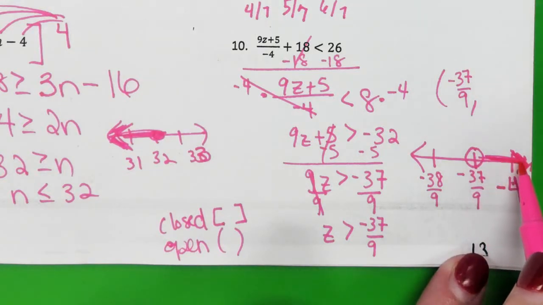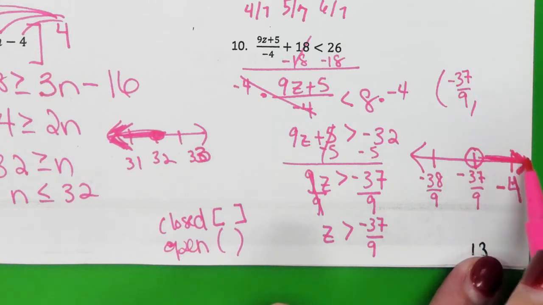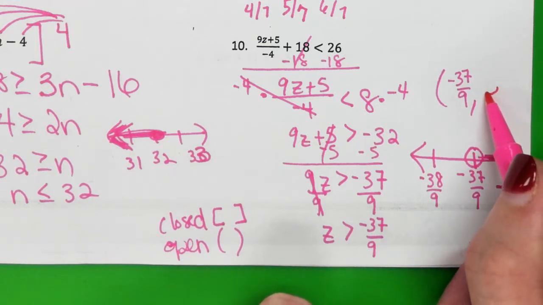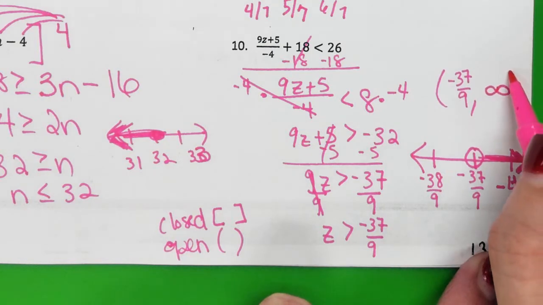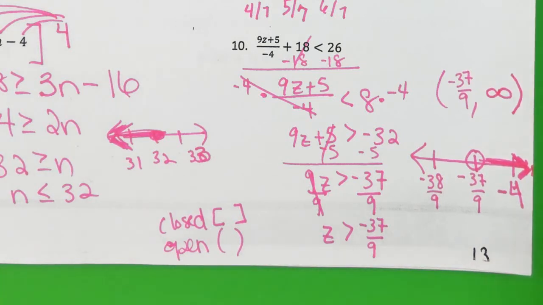Where's it going to the right? What's this arrow mean? That it's going forever and forever. It's a positive, right? How do we write that? What's the symbol that tells me it's going to go forever? Infinity, right? It's a sideways 8. And infinity always gets a parentheses.